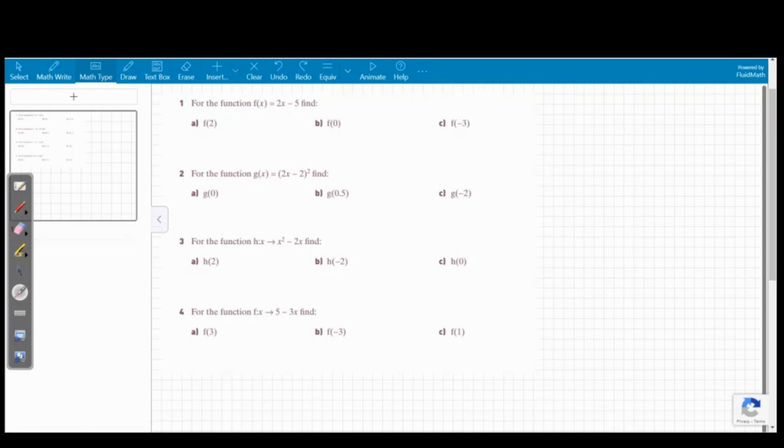Now, we're going to go straight into solving these questions. And in solving this question, it's quite easy. All we need to do here is just plug in the figures that have been given to us. So let me start by tackling the first question.